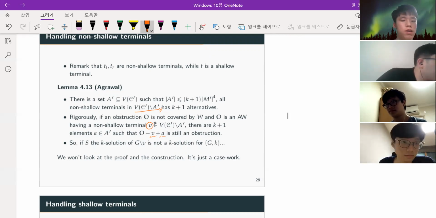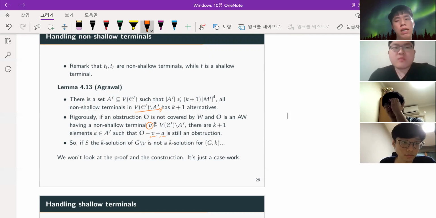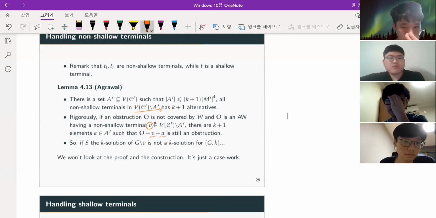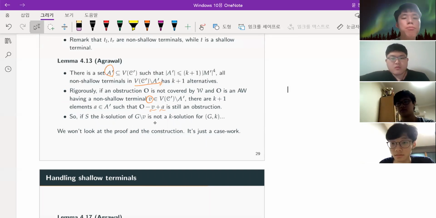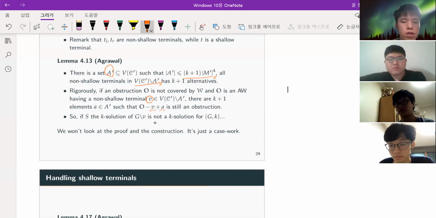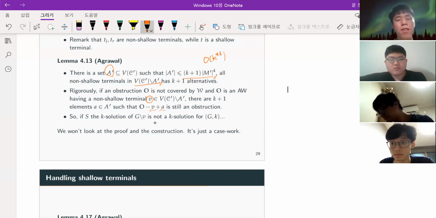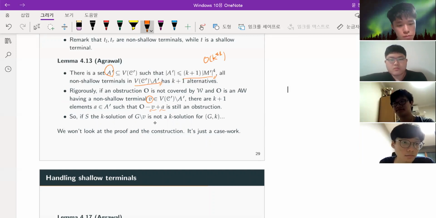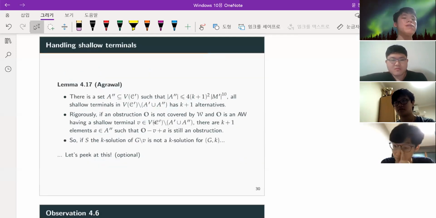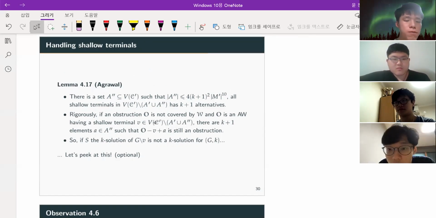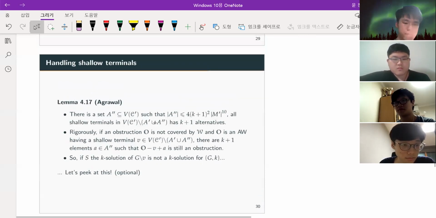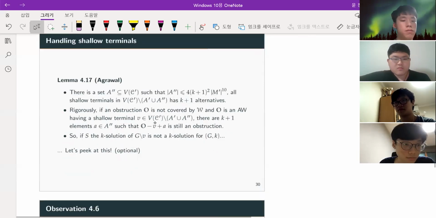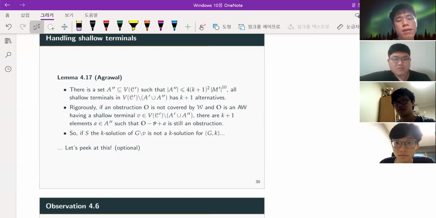But the construction and the proof of this lemma is quite tedious and exhausting, so we will not look at the proof or construction. We just accept there is a set A prime of size at most the 41st power. So we take a glance at another lemma, 4.17, which is the corresponding statement about shallow terminals. So there is a set A double prime, and it is small again.